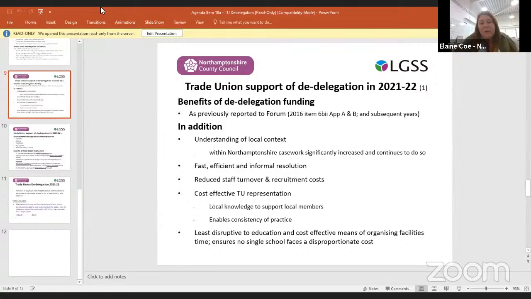preventing things becoming more formal or becoming more serious, which is where the second bullet point, that fast, efficient and informal resolution, we're able to contribute to that. In terms of addressing some of these issues, that obviously contributes to resolving issues at an earlier stage, but that could be with individuals, that could also be with a greater number of staff, that we can come in and help in a situation where there's a number of staff who've got a particular issue, or if the head teachers want to communicate something with the staff, that we can help that. And we use our local knowledge to do that, to support local members.